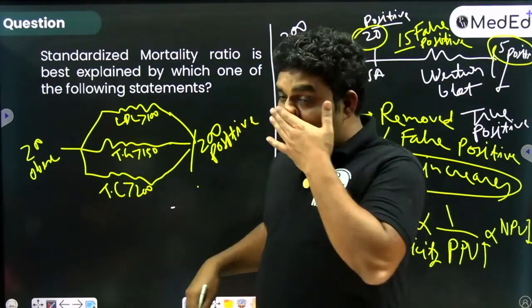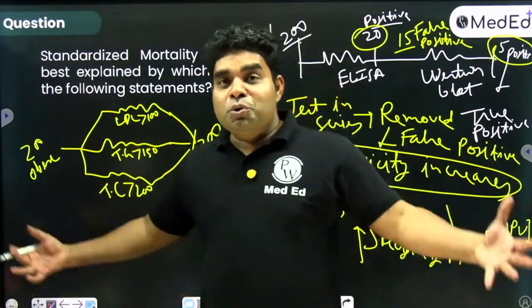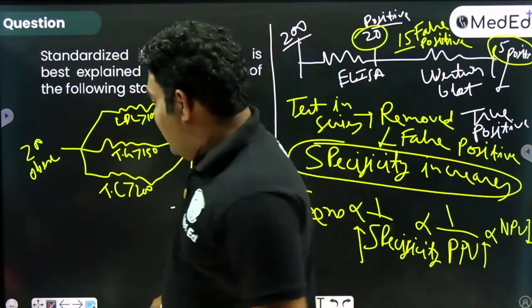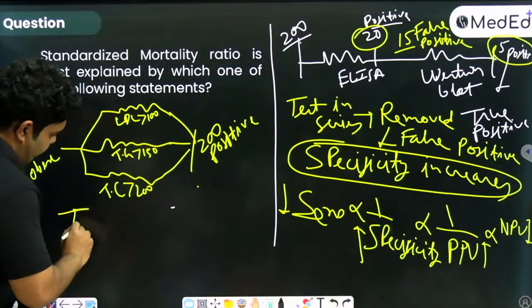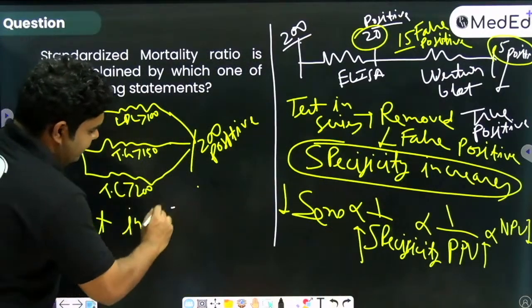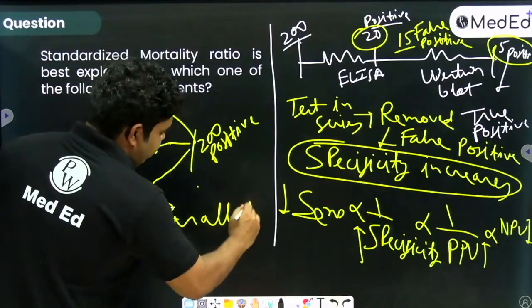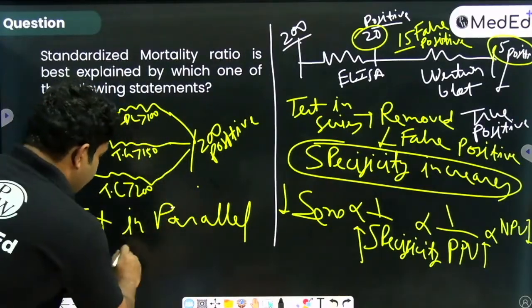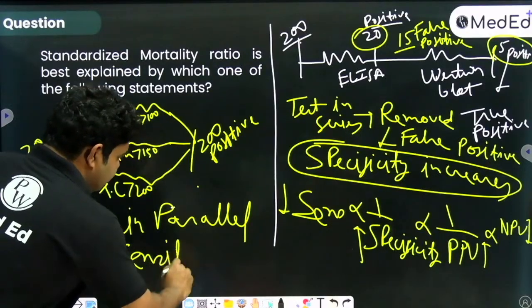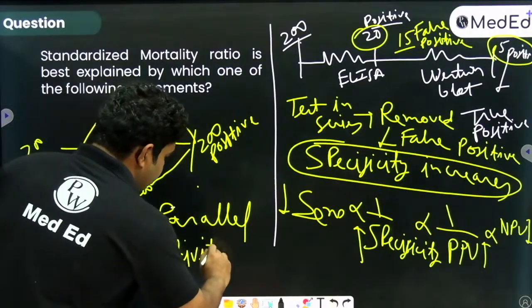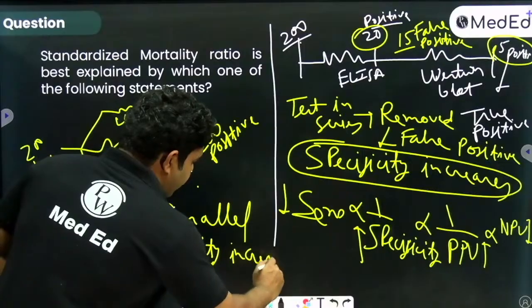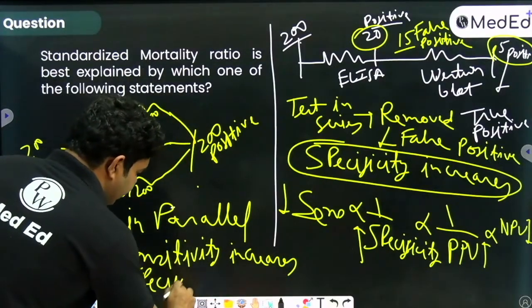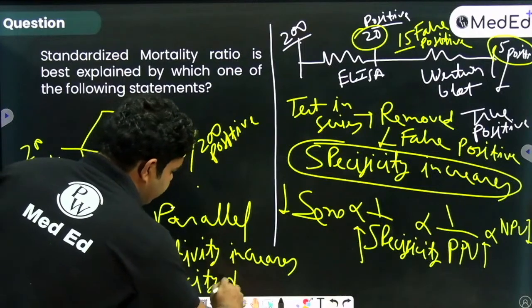So that means when you do test in parallel, you include people. You try to make all of them positive. And that is why 80% of the tests which doctors write are tests in parallel. We write LFT, RFT, CBC, all of them are tests in parallel. So test in parallel includes people. That means in test in parallel sensitivity increases, and if sensitivity increases, specificity decreases because they are inversely proportional.